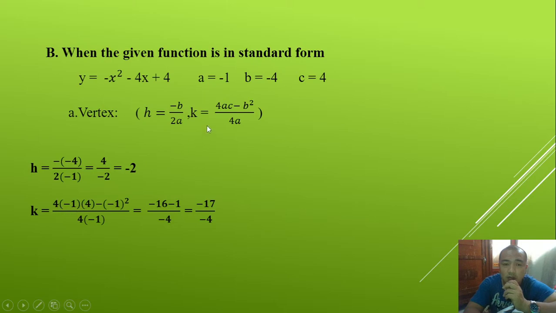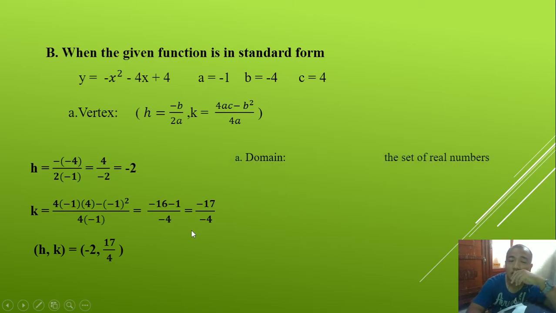Substitute the values of a, b, and c. Negative 4 times negative 1 times 4 minus negative 1 squared, all over 4 times negative 1. Negative 16 minus 1 is negative 17, over negative 4, and that becomes positive because both are negative. So the vertex is negative 2, 17 over 4. That means h is negative 2, k is positive 17 over 4.